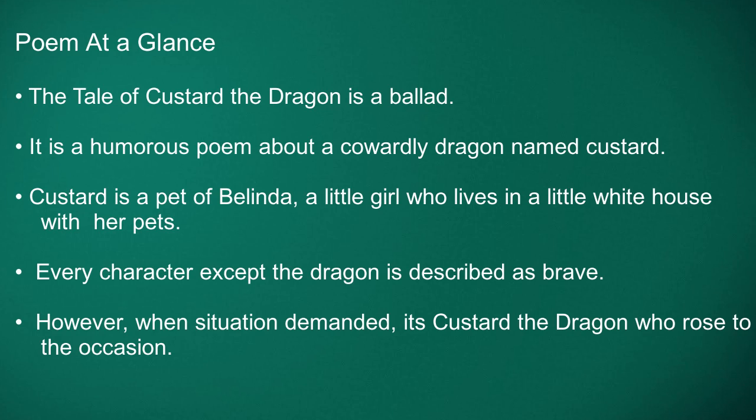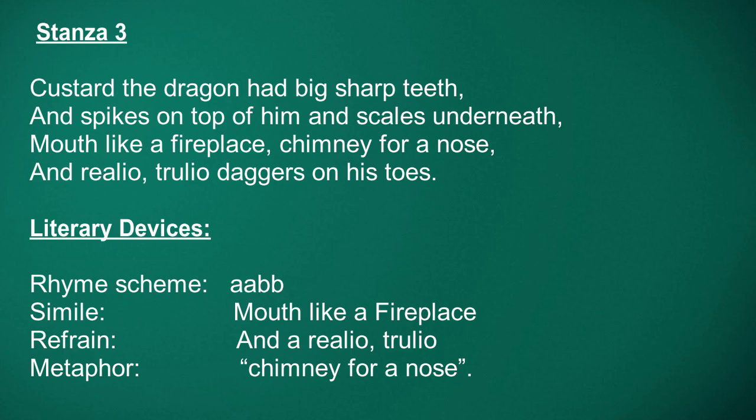In stanza number 3 and stanza number 4, we will further read about the characteristics of these animals, and we will further dwell on how and why Custard was known as a coward. Look at stanza number 3. Custard the dragon had big sharp teeth and spikes on top of him and scales underneath, mouth like a fireplace, chimney for a nose, and Real Live Trulio daggers on his toes.